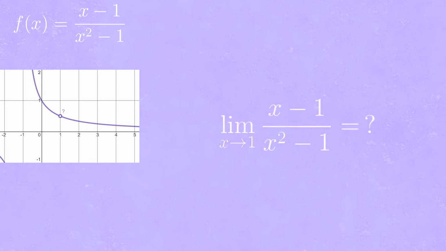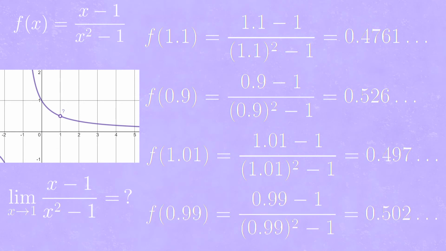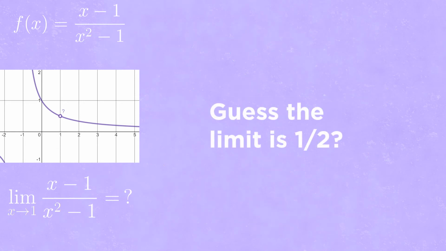Now let's investigate the limit as x approaches 1 of f of x by plugging in nearby values. It might be good to use a calculator here. Firstly, let's do x equals 1.1. Now let's do x equals 0.9, x equals 1.01, and x equals 0.99. From the values we get, we might guess that the limit is a half.